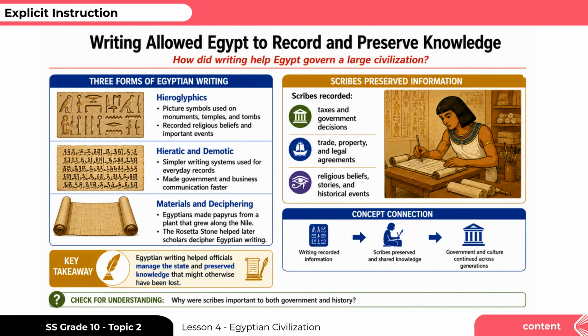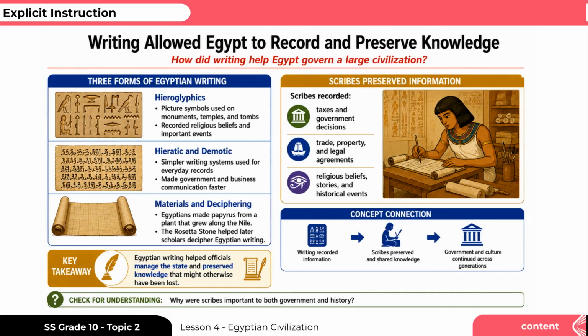Egyptians used several forms of writing for different purposes. Hieroglyphics used picture symbols and appeared on monuments, temples, and tombs. Hieratic and Demotic were simpler writing systems that made everyday communication and record-keeping faster. Egyptians also made papyrus from plants growing along the Nile, giving scribes a portable material on which they could write. Together, these systems made it much easier to record information.